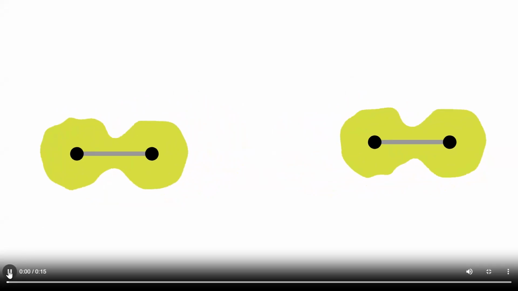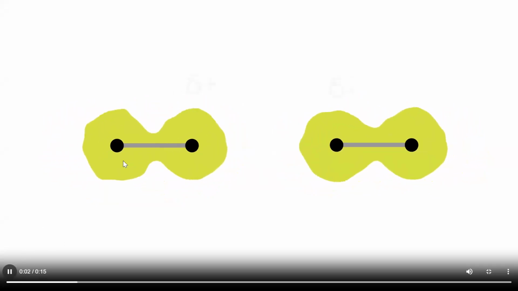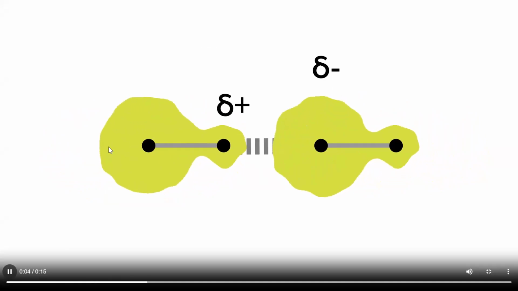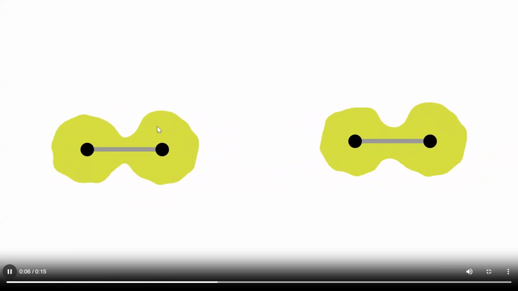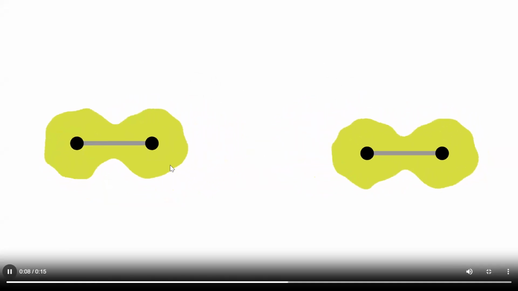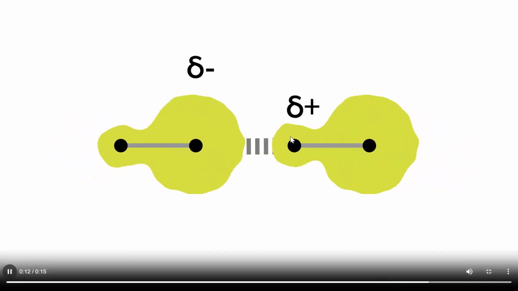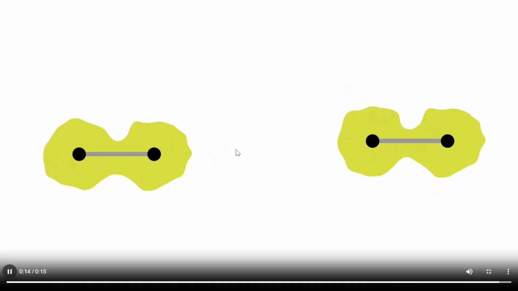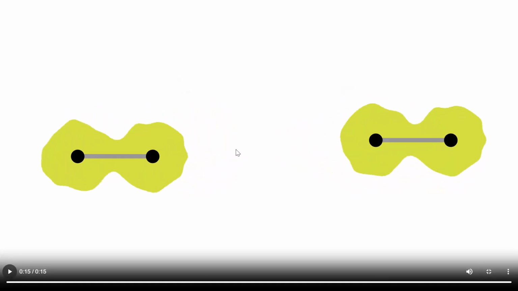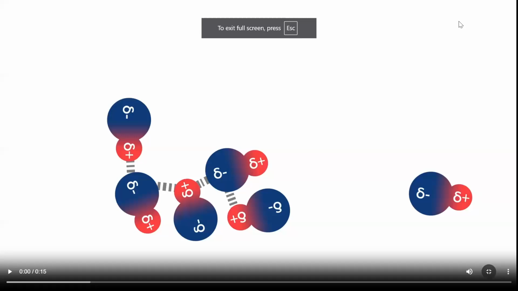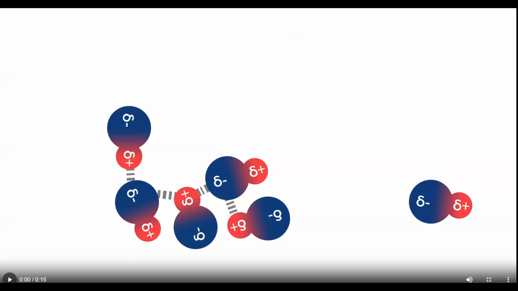Because it's moving, the electrons tend to shift to one side. The one that has more will have partial negative, and the other one has partial positive, and they attract and form that. It's instantaneous. Okay? So that's the London dispersion force.